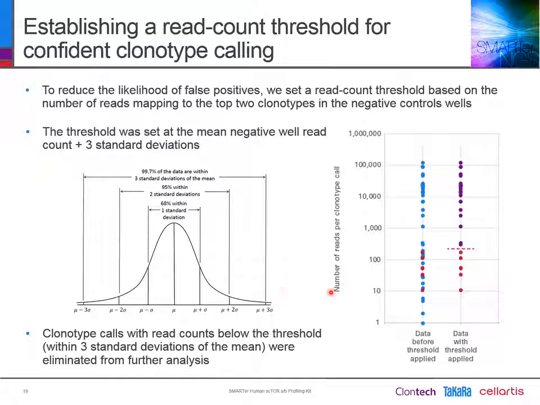So if you look at the data on the right, here's a data set prior to the threshold being applied. All the blue dots represent each well, and the red dots represent the negative wells. When we take the mean and the 3 standard deviations of those negative wells and set the threshold, which in this case was a bit over 200 reads, we can then throw out all of the wells that fall below that and take all of the wells above it forward for further analysis.